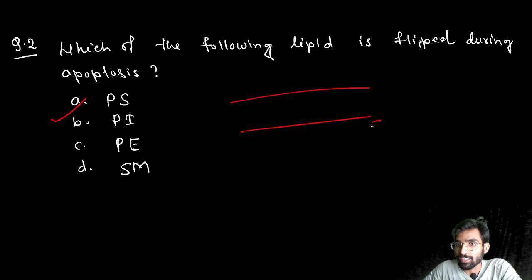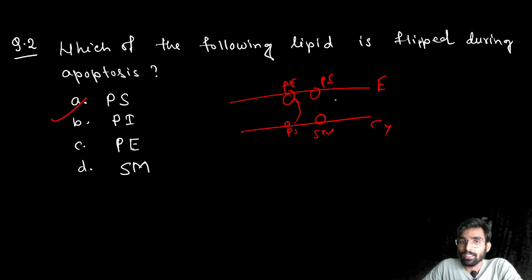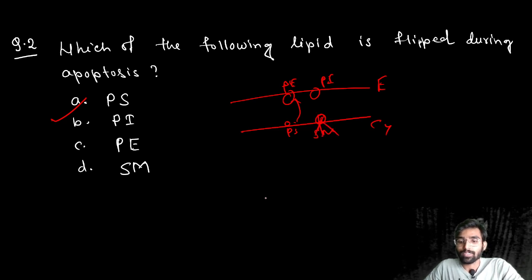So suppose this is the cytosolic part and this is the extracellular portion. Okay, so during apoptosis the PS is flipped from inside to outside. So PS and SM, PE and PI, right? I hope you know that.